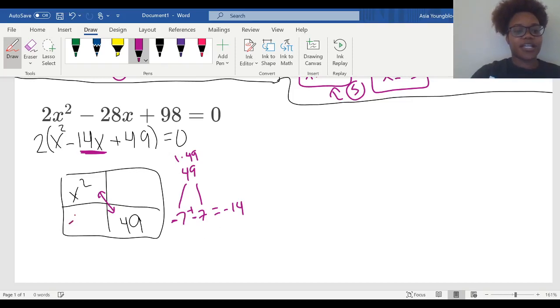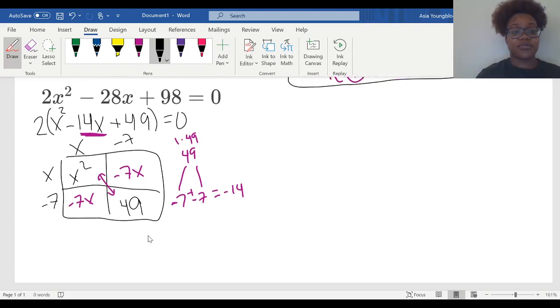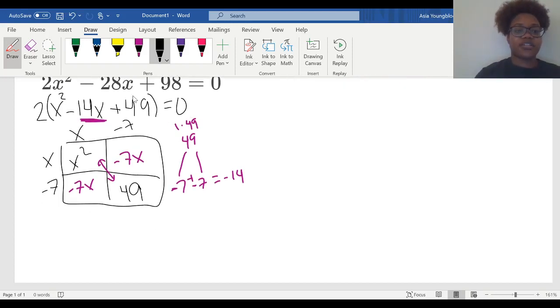So we're going to break up that negative 14x into negative 7x plus negative 7x. And now we have all we need to factor the outside. So we have x times x gets us x squared. X times negative 7 gets us negative 7x. X times negative 7 again gets us this negative 7x. And negative 7 times negative 7 is 49. So we have factored this part of the equation into x minus 7 times x minus 7.